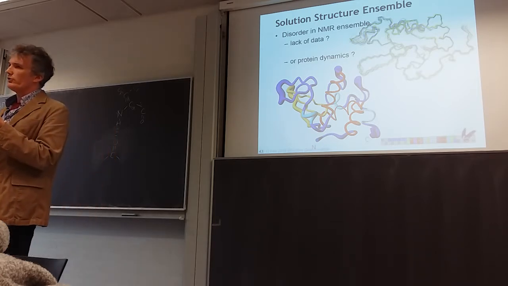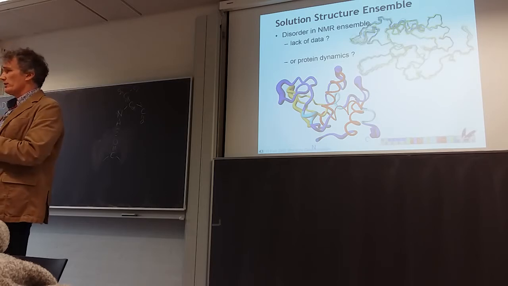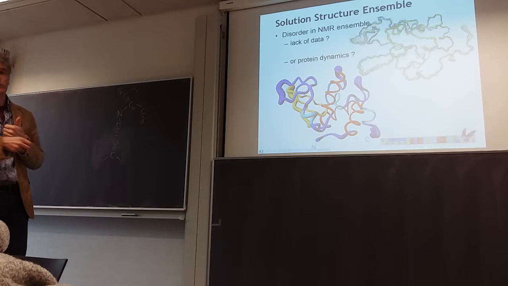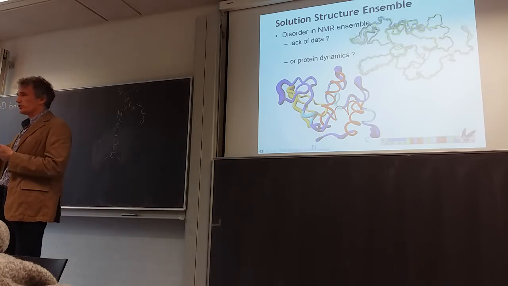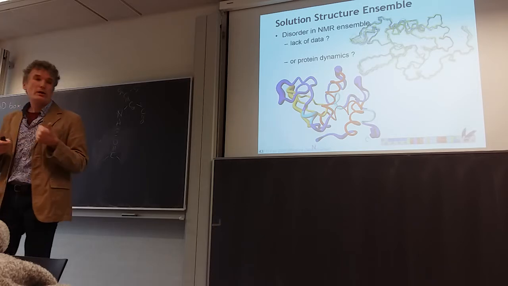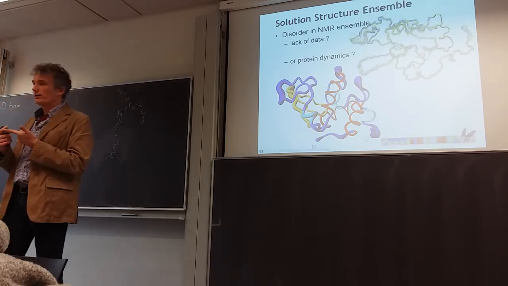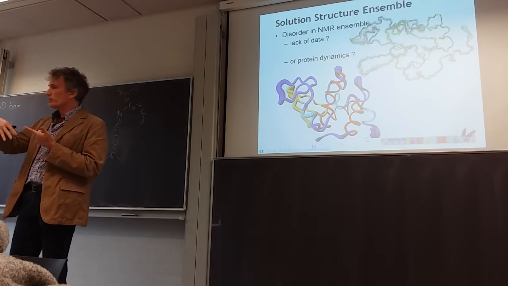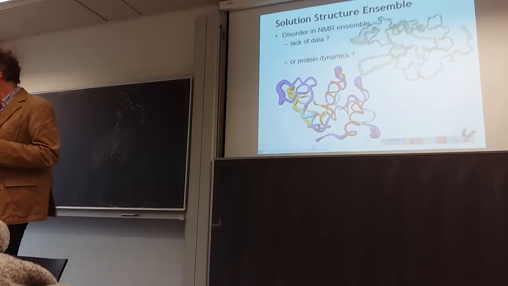So that could mean two things, and it's probably a combination of those two. It could either be just a lack of data, because a loop is not going to be close to many other parts of the protein structure, so you'll measure few distances. But it's probably in combination with the fact that this loop is also going to be flexible. So you're going to measure an average over a couple of different distances, and then it sort of smears out.